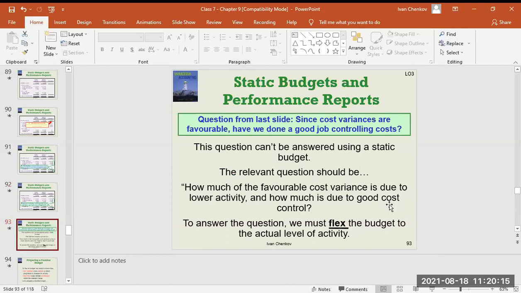The question is, since the cost variances are favorable, did we do anything good on the cost side? Now, since we're using only the static budget, we cannot answer that question. We have to prepare the flexible budget. The flexible budget will be for the exact level of activity at which the actual results occurred.